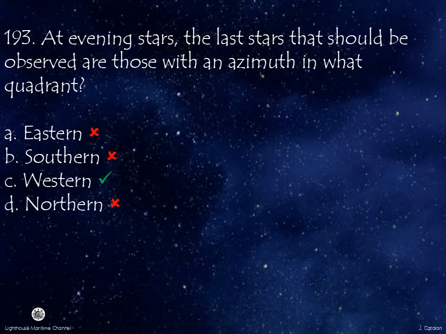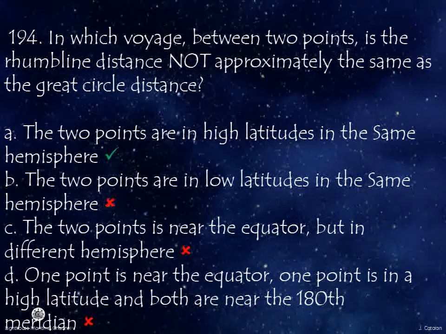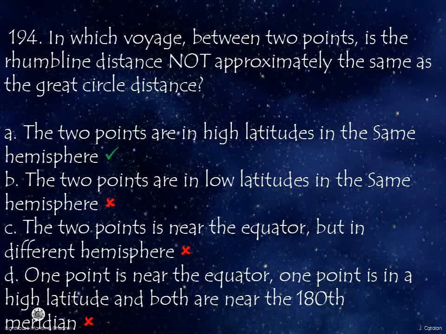Number 193. At evening stars, the last stars that should be observed are those with an azimuth in what quadrant? Answer: western. Number 194. In which voyage, between 2 points, is the rhumb line distance not approximately the same as the Great Circle distance? Answer: the 2 points are in high latitudes in the same hemisphere.